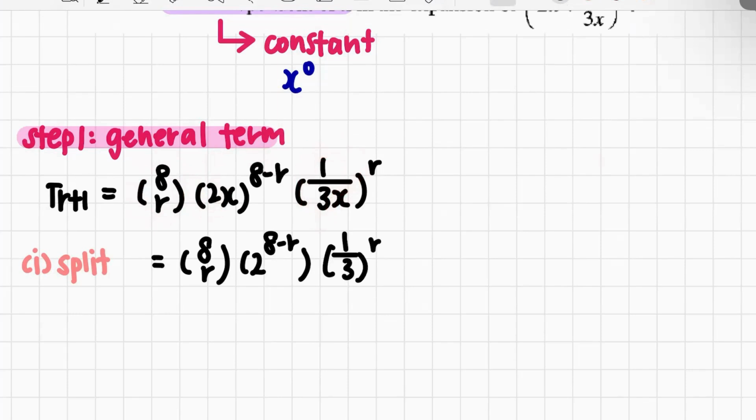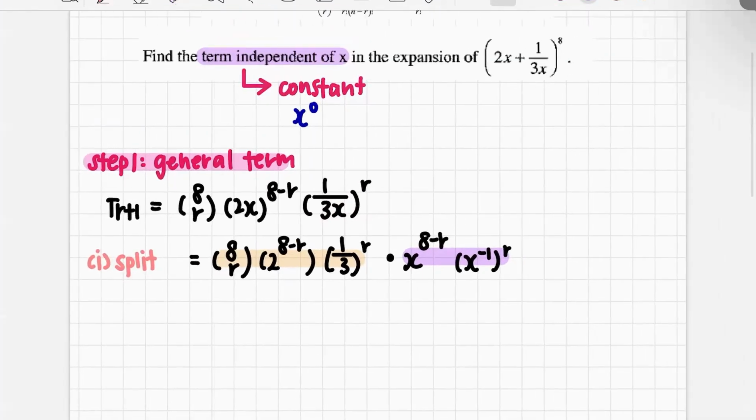Now I'm going to leave a little bit of gap. A dot is just a multiply. I'm going to do my x term now. So this is my x term, x to the power 8 minus r. Be careful here, because I'm going to bring it up. In the denominator is x power 1, so this is x to the power negative 1, to the power r. Can you see how we split that? This portion over here gives me the coefficient. This part over here gives me the x term.